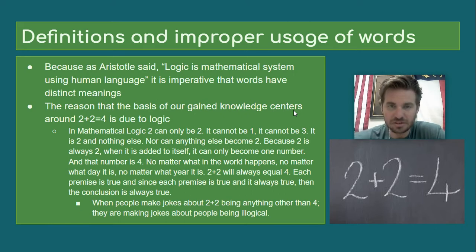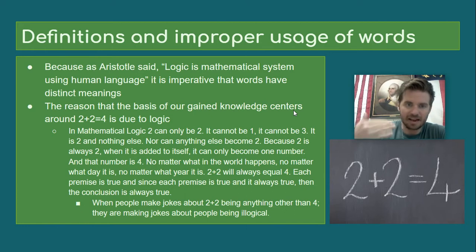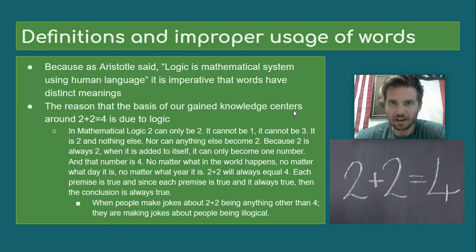It's a logical system. I'm going to explain this in mathematical terms, but I want you to think about this by taking out math and inserting different words that have different definitions. So in mathematical logic, 2 can only be 2. That's like saying that the word, I'm trying to think of a good example.